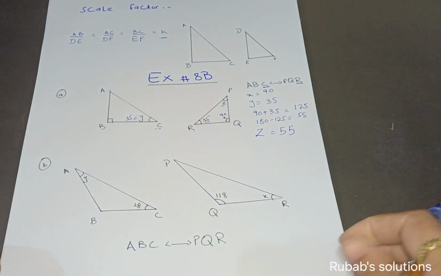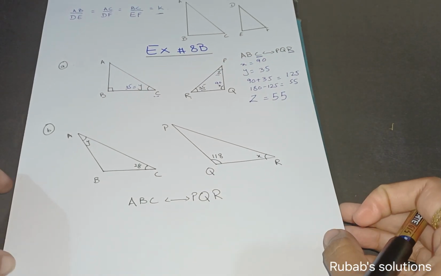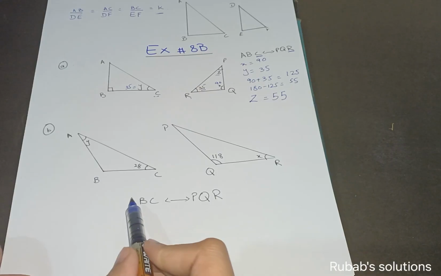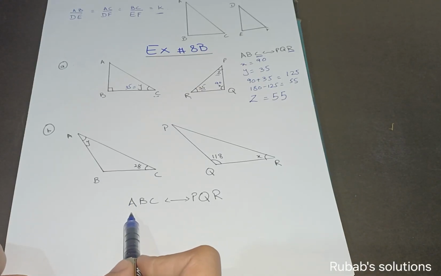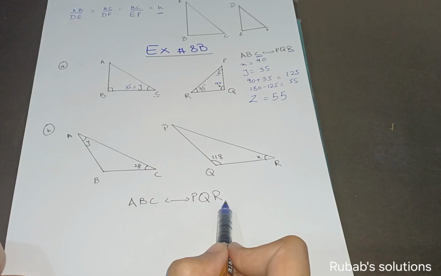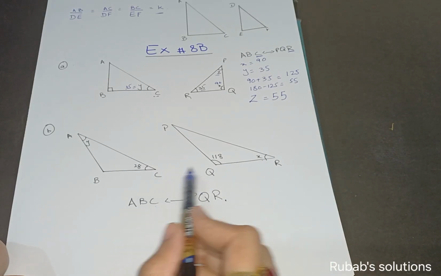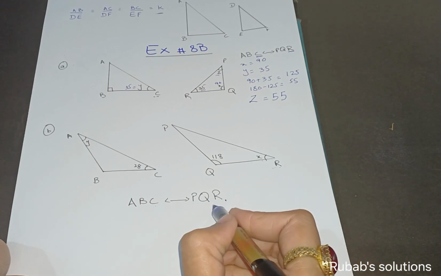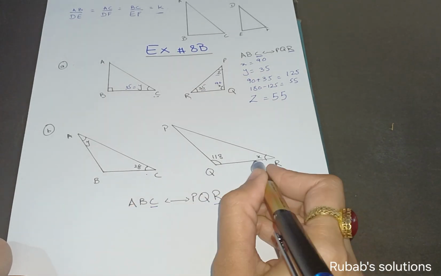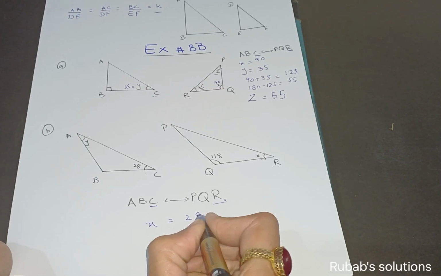Only angles we have to find, no missing sides, which means they are not asking about the missing side, so there is no need to find that. Okay, the next one is ABC and PQR. If I have to find X, X is at R, over there it is C, so C and R, that means X is equal to 28. Got it?